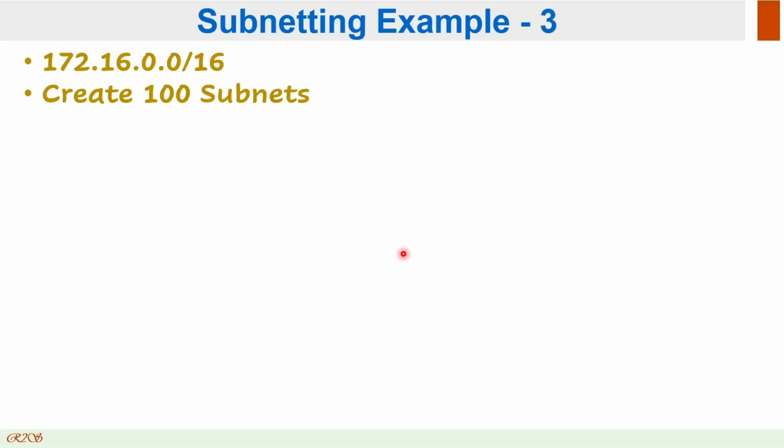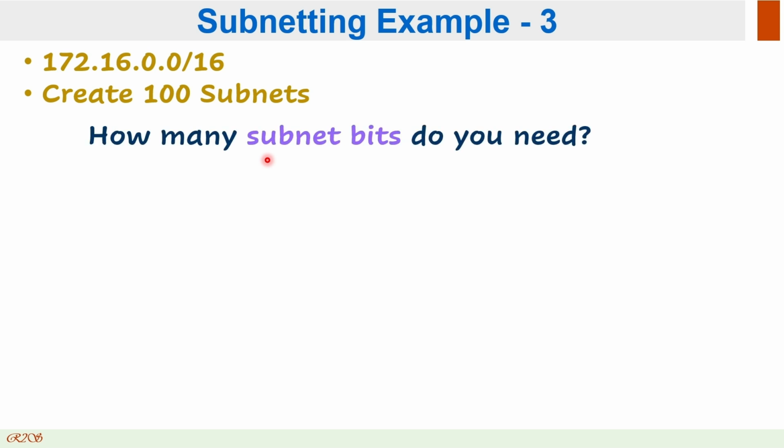Now let's look at another example, or the last example. Consider we have a 172.16.0.0/16 network. The prefix length in this network address is 16 bits, and we want to create 100 subnets. To create the 100 subnets, how many bits do we need to borrow for subnets? The formula is 2 to the power s should be equal to or greater than 100.